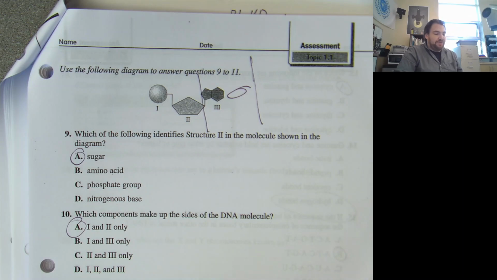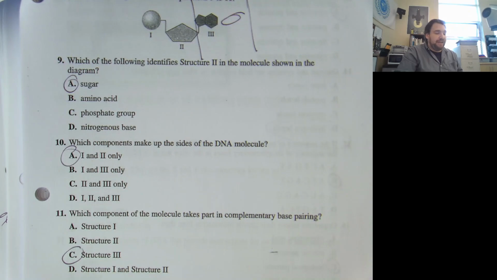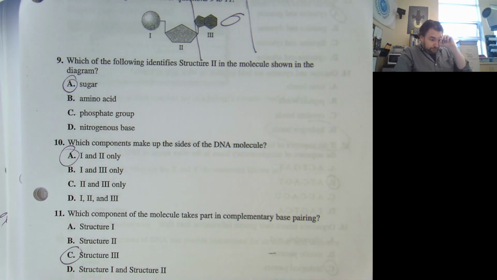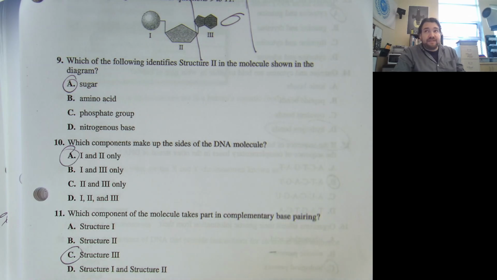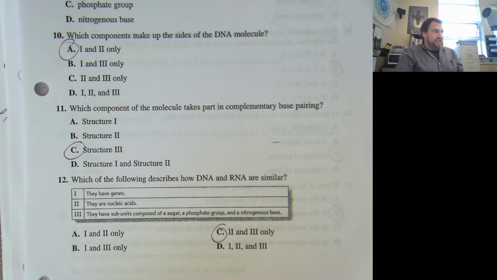Which molecule takes part in complementary base pairing? That is letter C, structure 3. And then which of the following describes how DNA and RNA are similar? The answer, of course, is C. RNA does not have genes. RNA is a gene, or the copy of a gene.